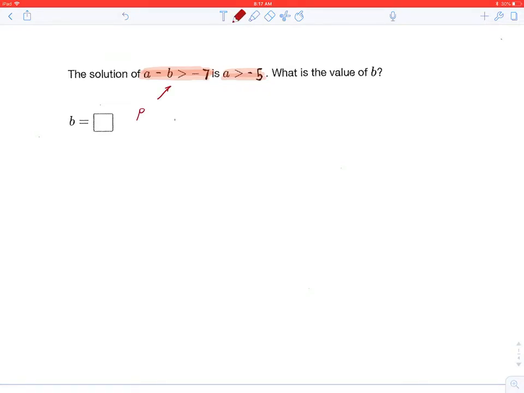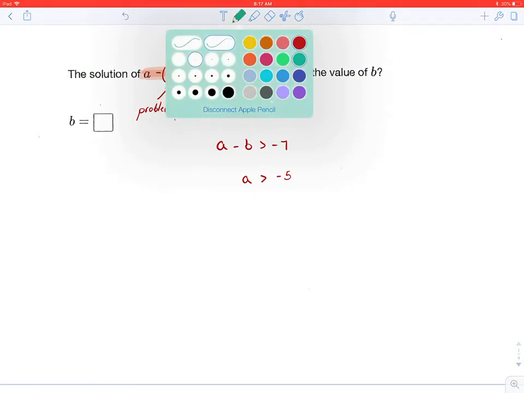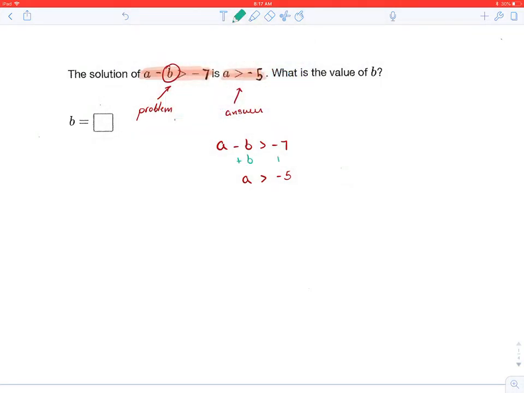So if this is my original problem, and this is the answer to it, we've got to figure out what number we need to plug in for b so that when we solve out the problem to get the answer, it comes out to be a is greater than -5. So if we do a minus b is greater than -7, and the answer is a is greater than -5, as we've talked about, they got rid of the b here. So we're going to need to get rid of the minus b. And to get rid of the minus b, we're going to do plus b, because the minus b and the plus b will cancel out and leave you with just the a left over.